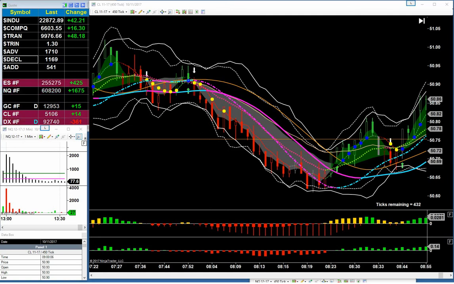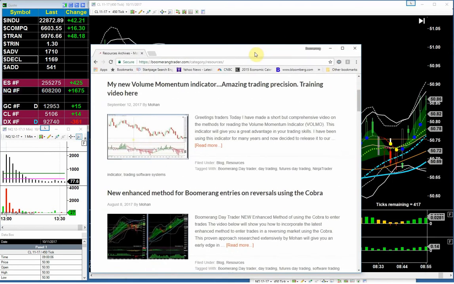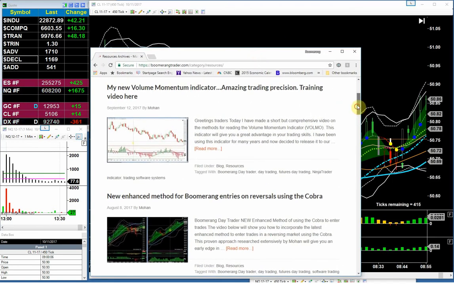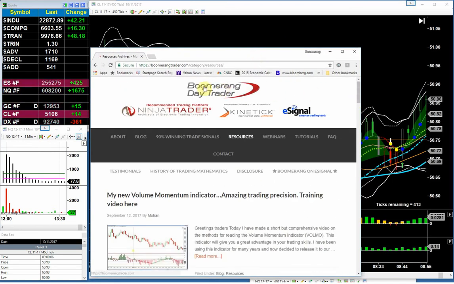What we're going to talk about today, there are two really important posts in the Boomerang blog, right here under Boomerang Day Trader, boomerangtrader.com, under resources, where I always put the really important new things that we're doing, and I call them enhancements on our method of trading. It's new ideas, things that have come up that I've researched really elaborately, and I finally say, okay, this is what you want to use.